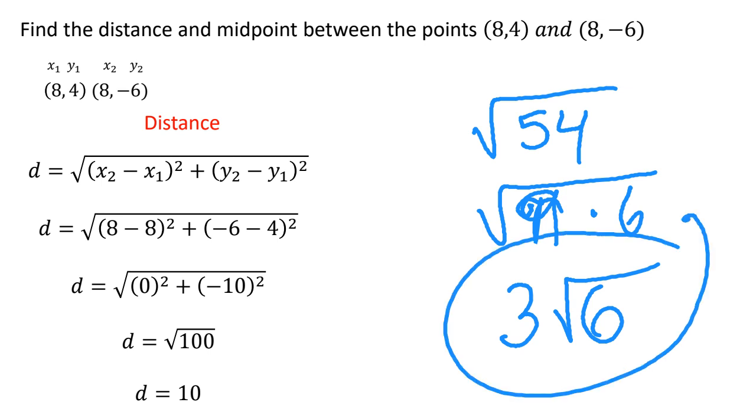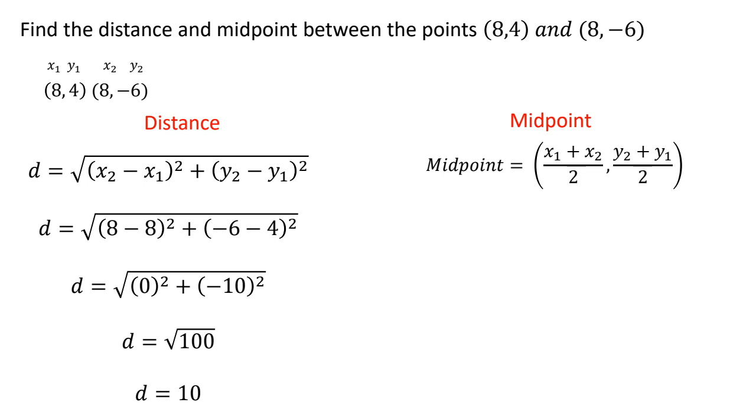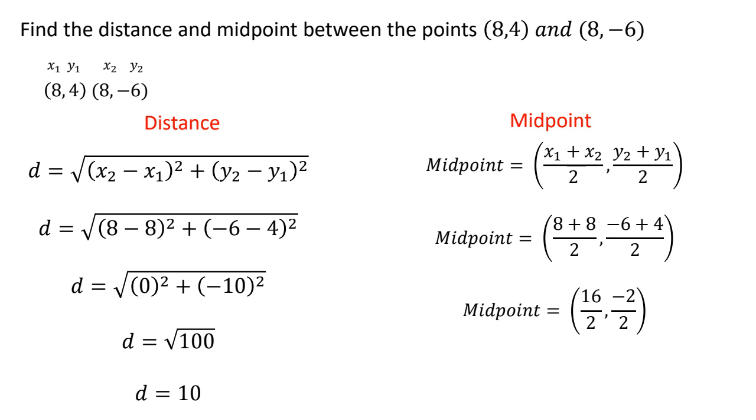Now let's go on to the midpoint of this example. The midpoint formula is x1 plus x2 divided by 2, and y1 plus y2 divided by 2. If we substitute in the values, we get 8 plus 8 divided by 2, and negative 6 plus 4 divided by 2. 8 plus 8 is 16 divided by 2, and negative 2 divided by 2 simplifies, so we end up with 8 and negative 1.